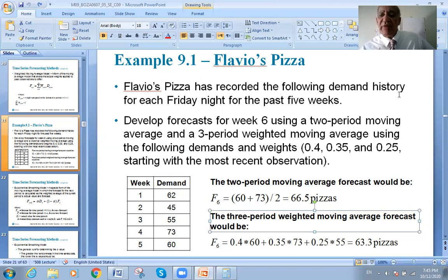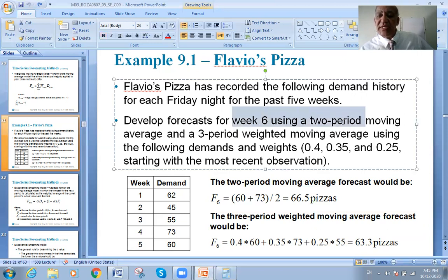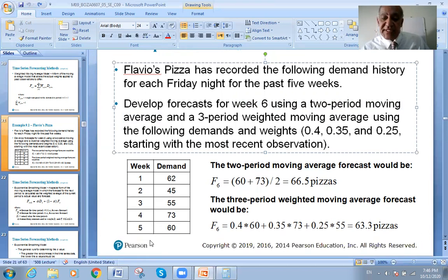Okay. Pizza has recorded the following demand history for each Friday night. Develop forecasts for week 6 using a 2 period moving average. This is the two periods moving average, but he wants it for week number 6. Why? Because I have weeks 1, 2, 3, 4, 5, so I need week number 6. We said this before: moving average for 2 periods. Simply, you will take the last two, add them, and divide them by 2, because it's a moving average.